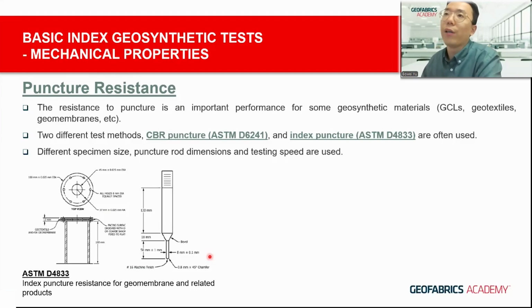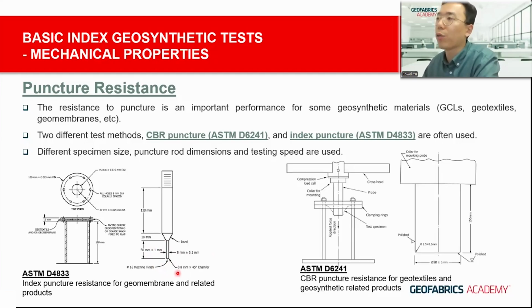They actually use very different test methods, including the specimen size and the puncture rod dimensions. Taking an example here, the ASTM D4833, which tests the index puncture resistance, is usually done for geomembrane materials. You can see the puncturing rod has a very small diameter, about 8 millimeter here. While for the CBR puncture for the geotextiles and the geosynthetic related products, it becomes a much larger plunger with a diameter of about 50 millimeter.